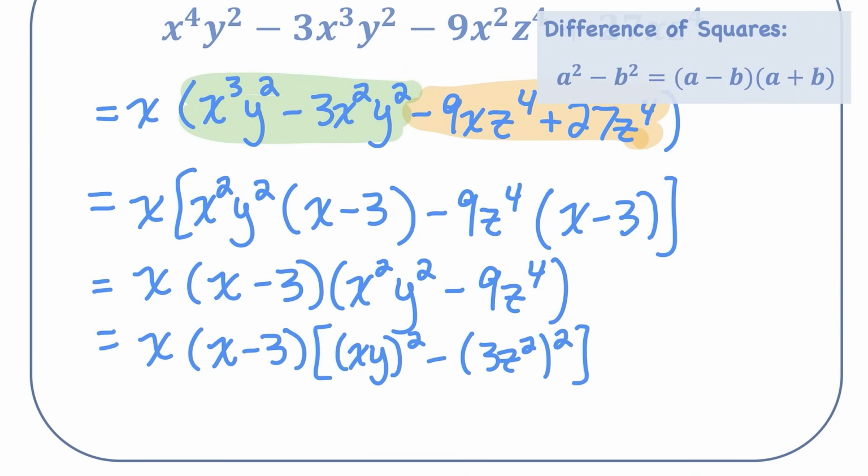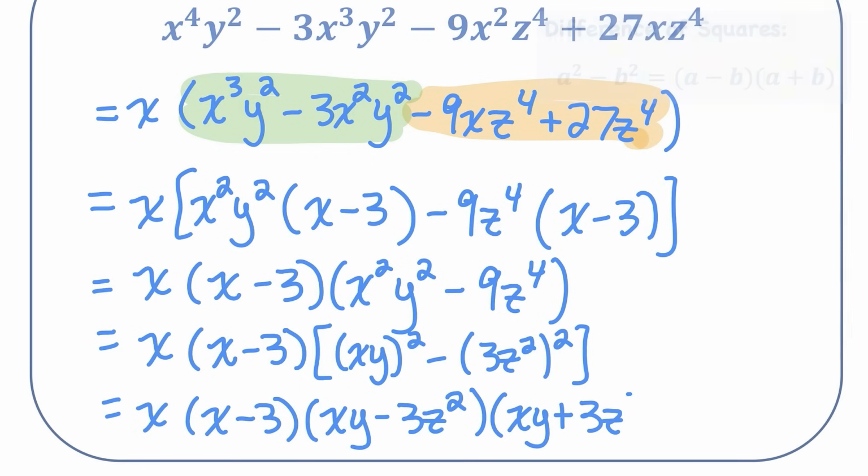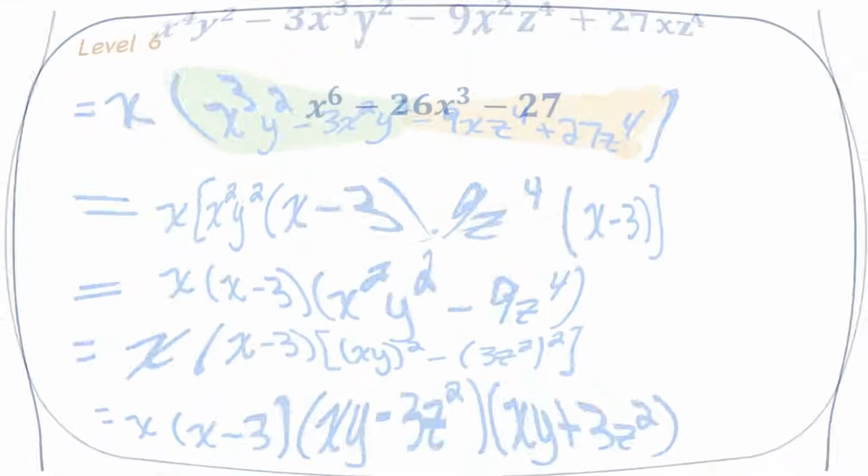And now I can follow the rule for difference of squares. My difference of squares rule tells me I take both terms that are being squared and create my two factors. My two factors would be xy minus 3z squared times xy plus 3z squared. And there we have it. Level 5 has been factored. Level 6.